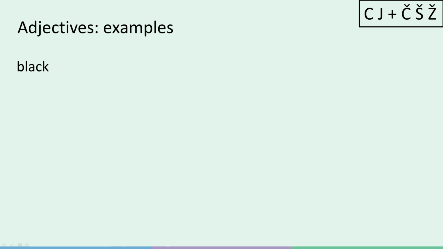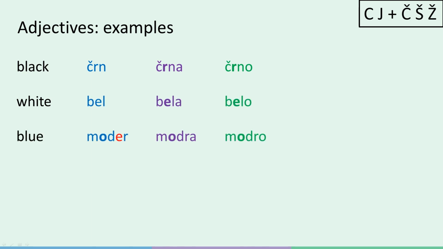Depending on the gender of the noun, black is črn, črna, črno. White: bel, bela, belo. Blue: moder, modra, modro, the red E signifying a disappearing schwa. As you can see, there is no E in the feminine and neuter. Yellow is rumen, rumena, rumeno.